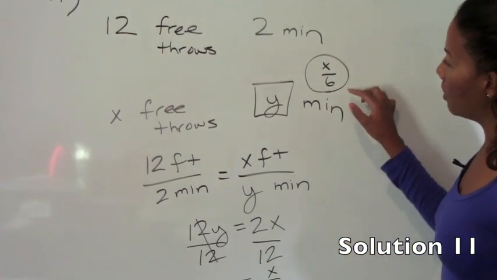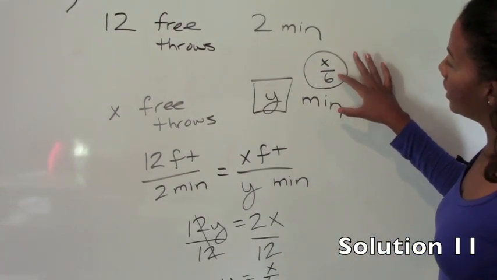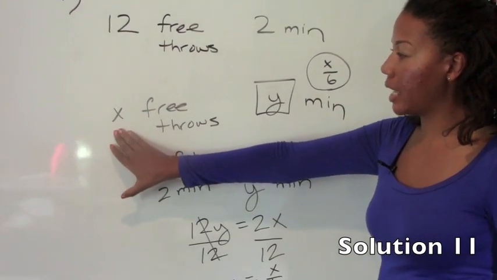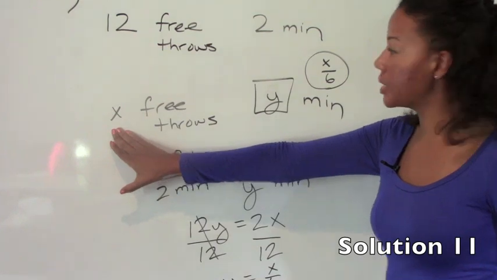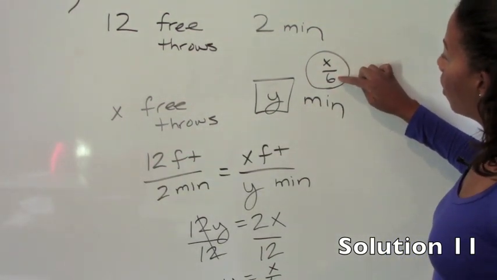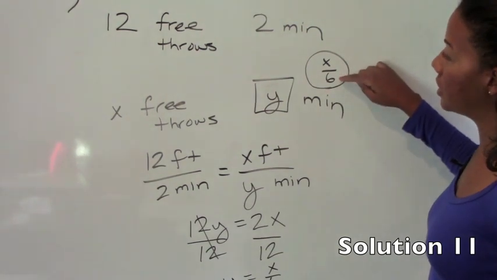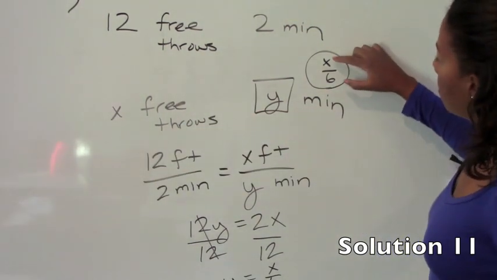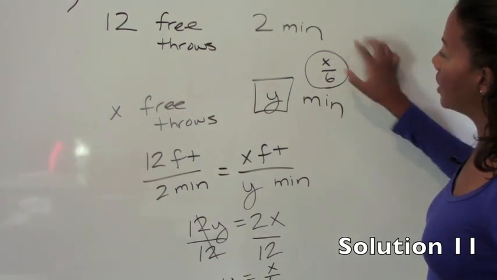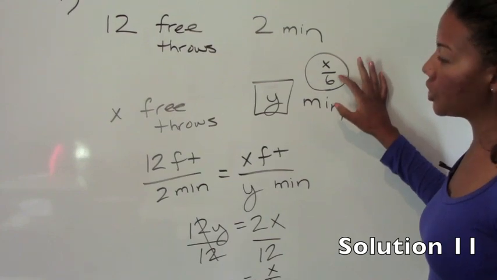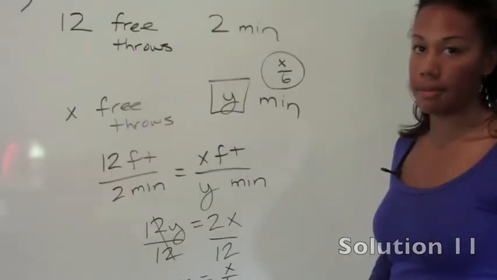Now, this might be a little bit confusing to you, so let's just think about what this means. If John makes, for example, 24 free throws, it will take him 24 divided by 6 minutes, or 4 minutes to make those free throws. If John makes 36 free throws, it will take him 36 divided by 6, or 6 minutes to make those free throws. Okay? So again, the answer is x over 6, answer choice D.